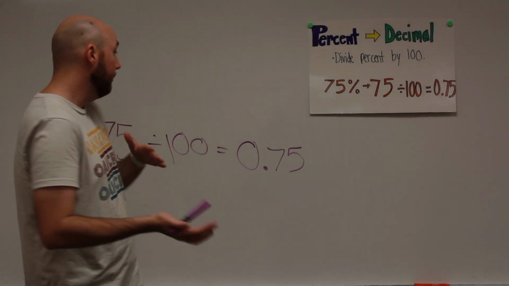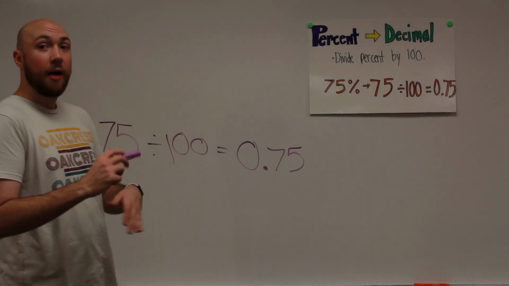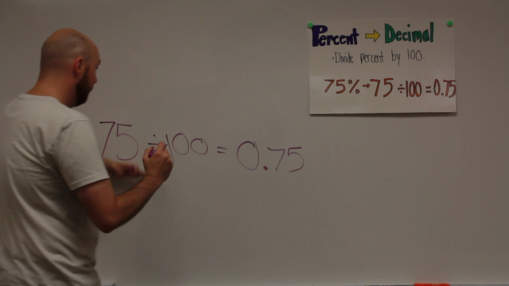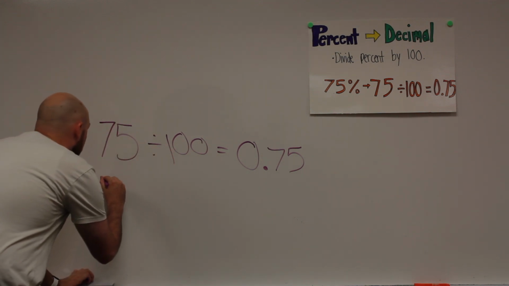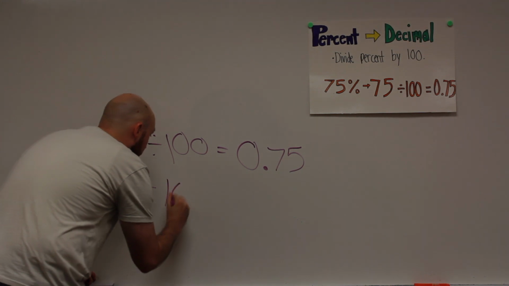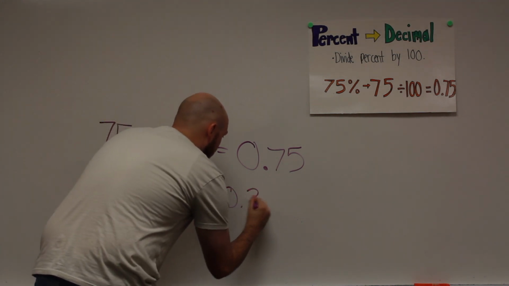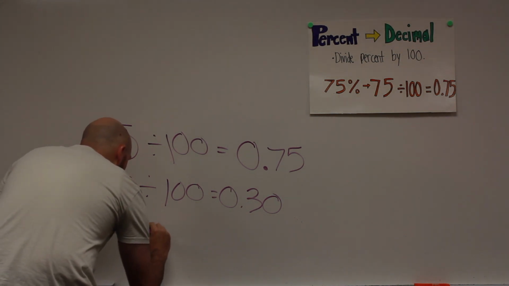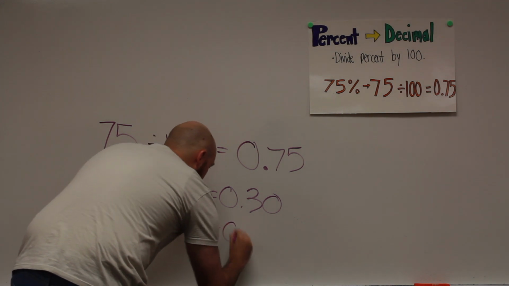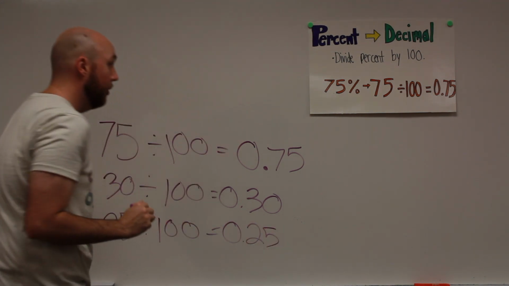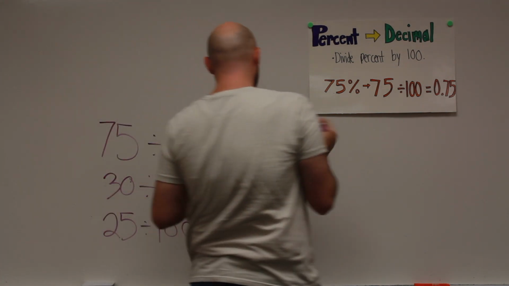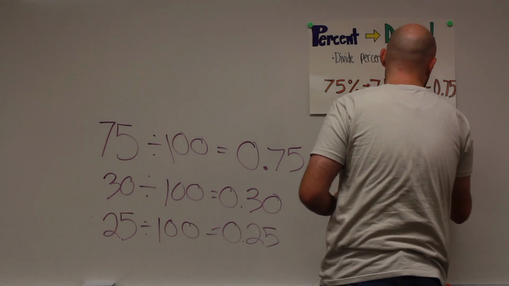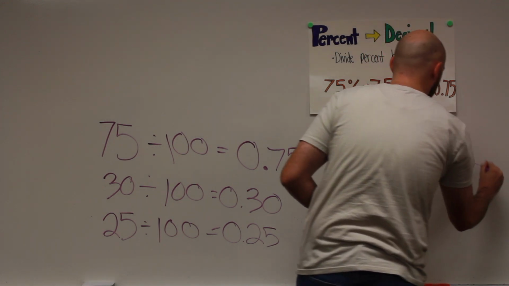Now I'm going to just write something out and I'm going to show you a pattern that can make this process so much easier. So I'm going to take 75 divided by 100. I'm going to do 30 divided by 100. And I'm going to do 25 divided by 100. I want to do a small percent. So we'll do 2%. 2% divided by 100 equals 0.02.